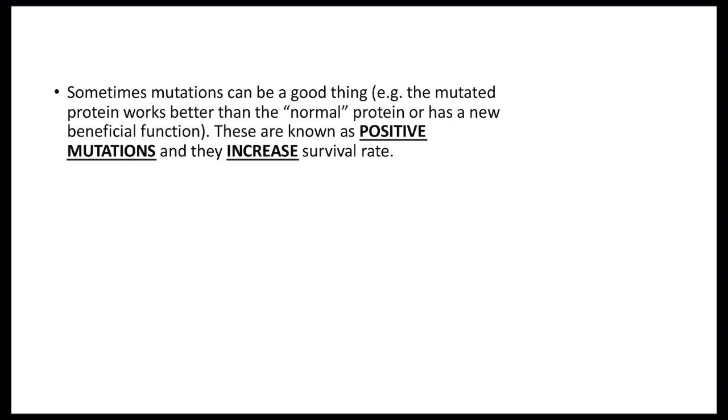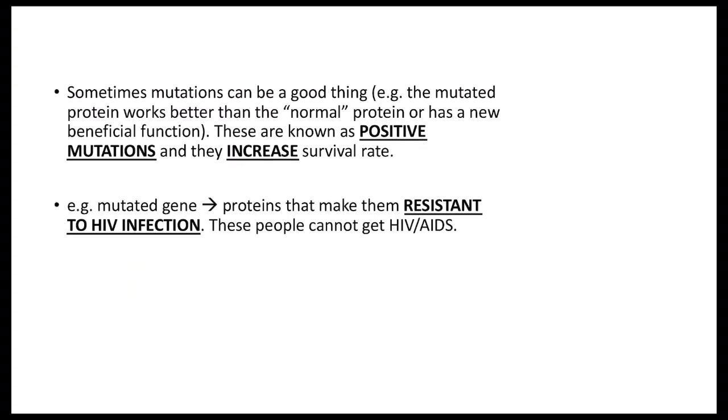These are known as positive mutations and they increase survival rate. For example, a mutated gene exists where a protein basically makes individuals resistant to HIV infection. So these people cannot contract HIV and therefore AIDS. This is pretty incredible since people have worked hard over the years since the AIDS crisis to extend the lifespan of people affected by HIV.